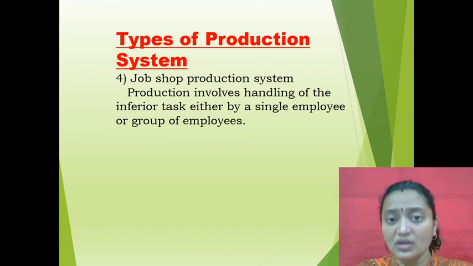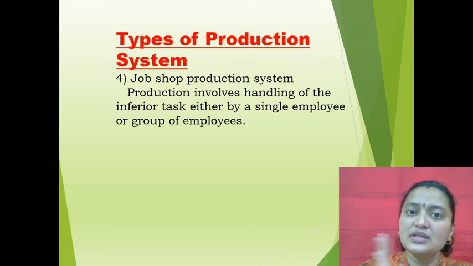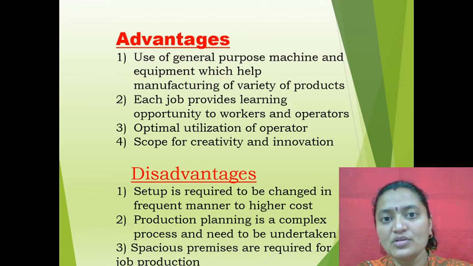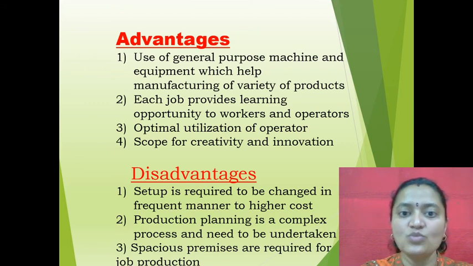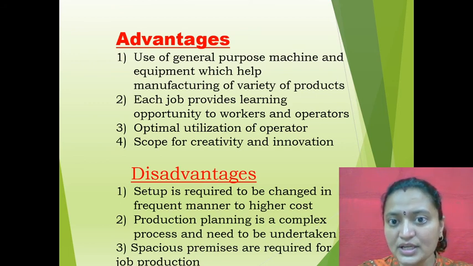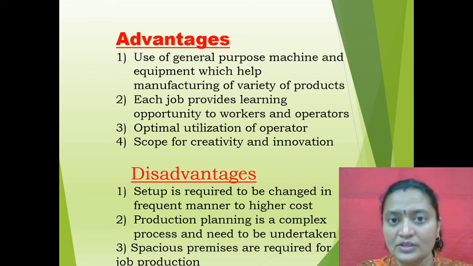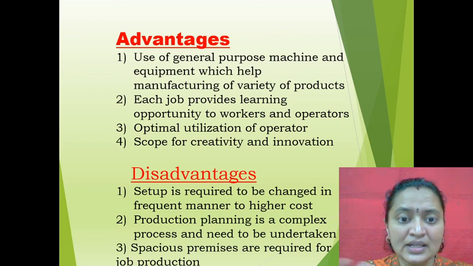So this is all about this type of production system, the job shop production system, that is, handling whatever task is given. It can be done by a single employee or a group of employees. We have studied certain advantages and disadvantages. In advantages we saw the use of general purpose machines, which helps in manufacturing a variety of products, and every job provides a learning opportunity to the workers. Then optimal utilization of operators, and there is more scope for creativity and innovation.